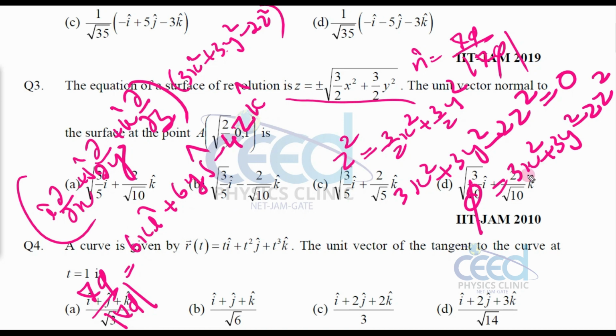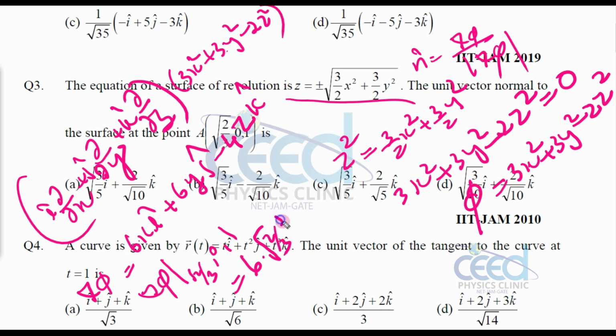So the value is given, xyz value, that is root 2 by 3, 0, 1. So let me substitute this: del phi at root 2 by 3, 0, 1. All right, so let us find that. That is 6 into root 2 by 3 i cap plus, this is 0, y is 0, so that term doesn't exist, and minus 4 into z. Z value is 1, that is minus 4 k cap.